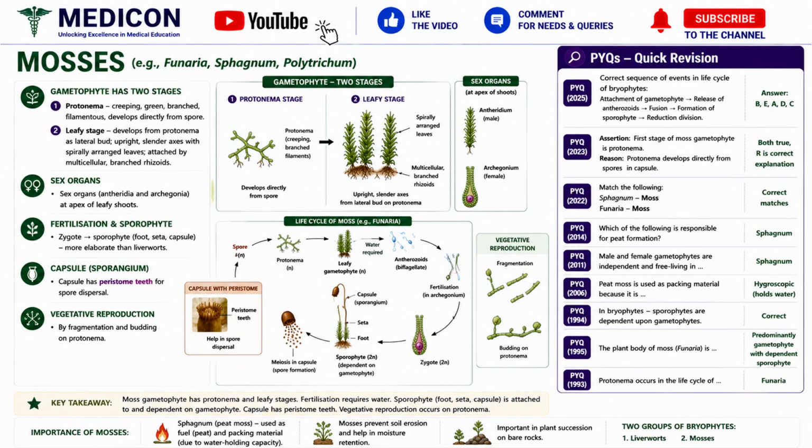Important in plant succession on bare rocks. The two groups of bryophytes you have to remember are liverworts and mosses. You have to study all the previous year questions. By studying the previous year questions, you have to integrate the content of the slide so that you can expect what could be the future questions.